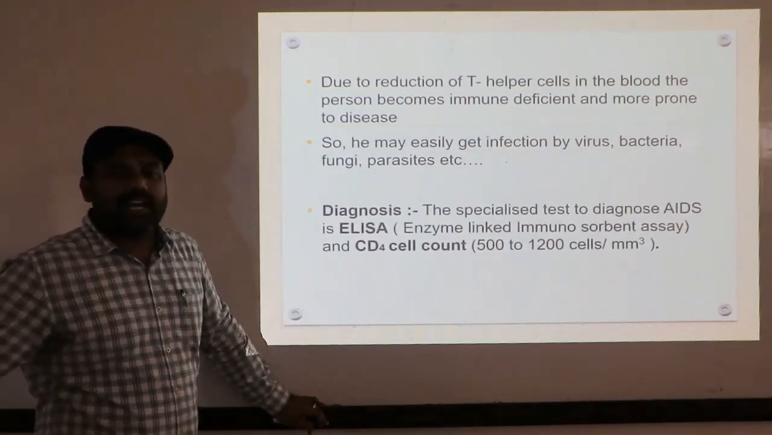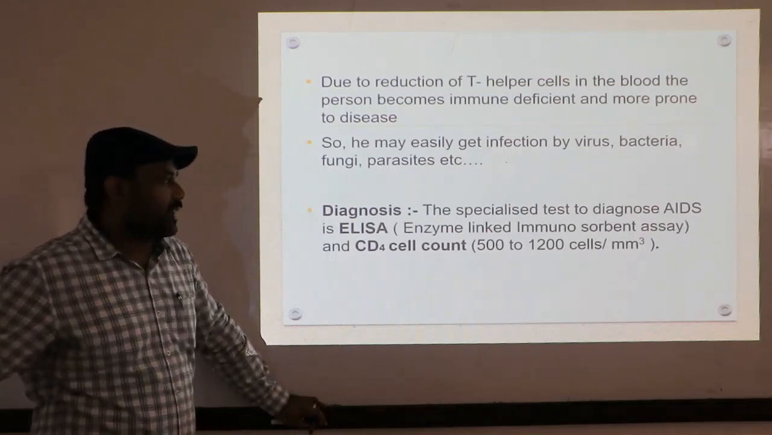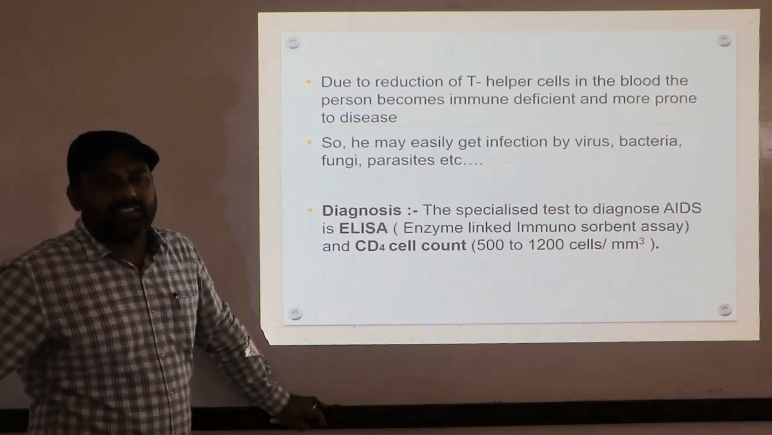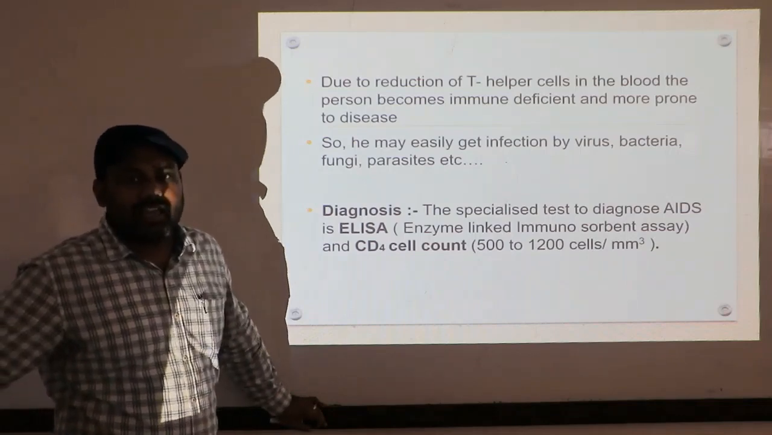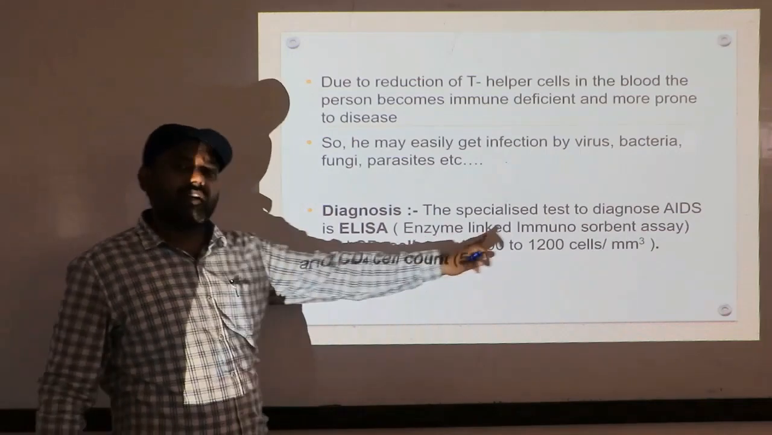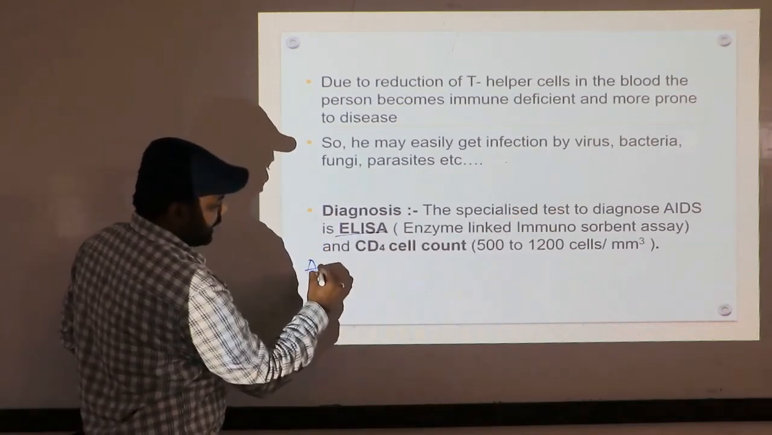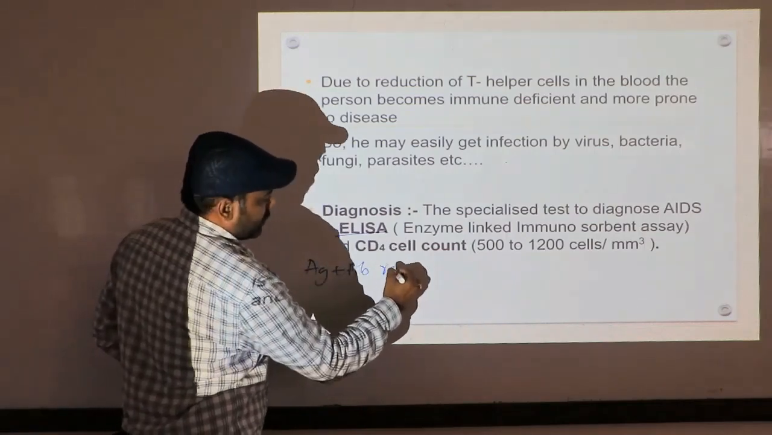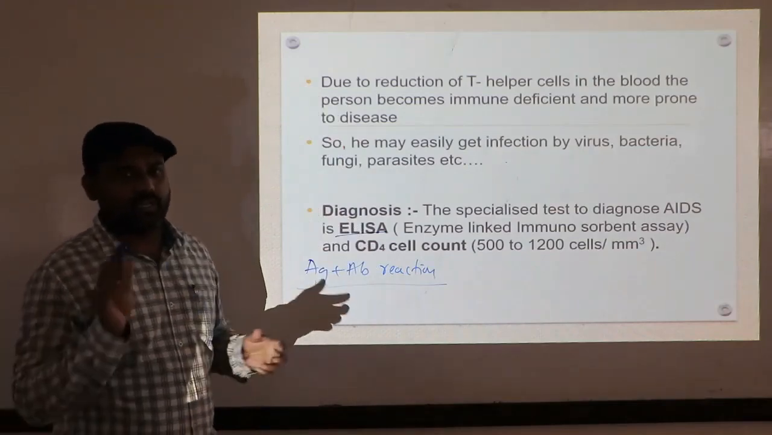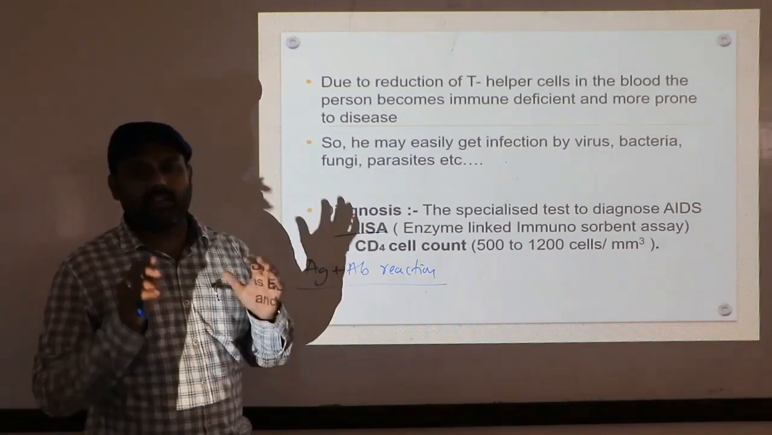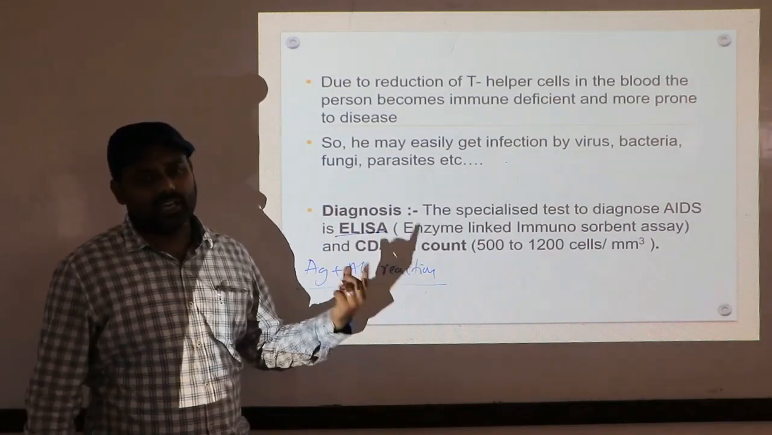So there are some specialized tests to conduct to diagnose the HIV. In that, first one is ELISA. That is enzyme linked immunosorbent assay. Please note it. ELISA refers to enzyme linked immunosorbent assay. It is antigen plus antibody reaction. So this can be understood by antigen antibody reaction. I hope you understand. The principle behind this ELISA is antigen antibody reaction.